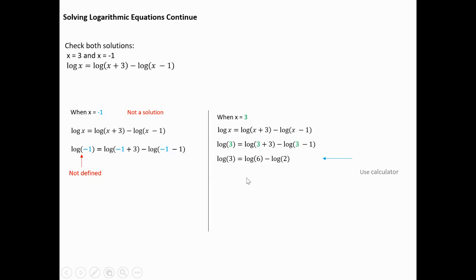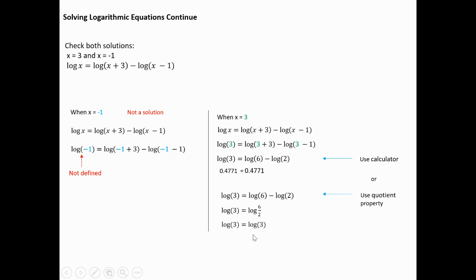Then we plug in 3. We're going to plug in 3 for this x, and also for this x here. Then we simplify, right? This will give us 3 plus 3 is 6. Now here, guys, we're going to apply the quotient rule. We're going to condense it. Or you can use a calculator, and you're going to get that on both. So that's true. Or we can apply the quotient property. This becomes a single log, 6 divided by 2, which will give us 3.